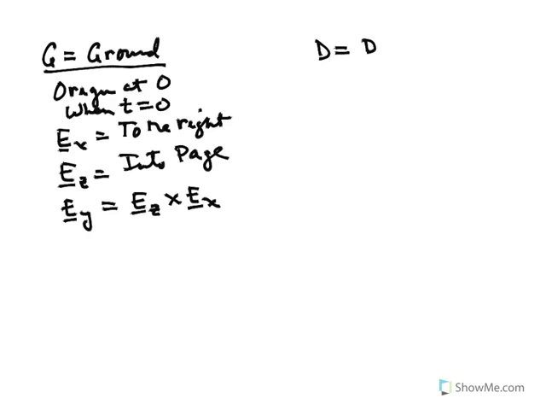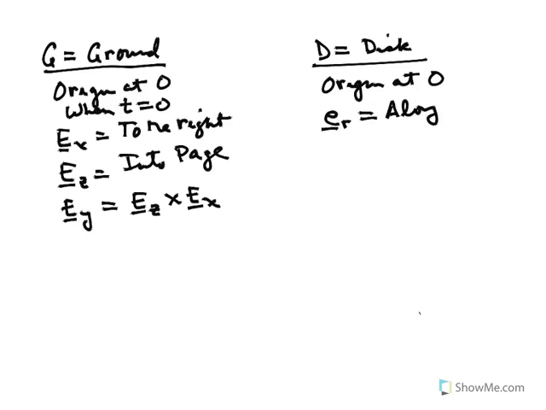D is going to equal the disk. I'm going to put the origin of the coordinate system fixed to the disk at O. I'm going to put the first basis vector fixed to the disk. I'm going to call it ER, and it is going to be along OP. I'm going to put EZ into the page, so it's going to be the same direction as big EZ, and then E theta is going to equal EZ crossed with ER.